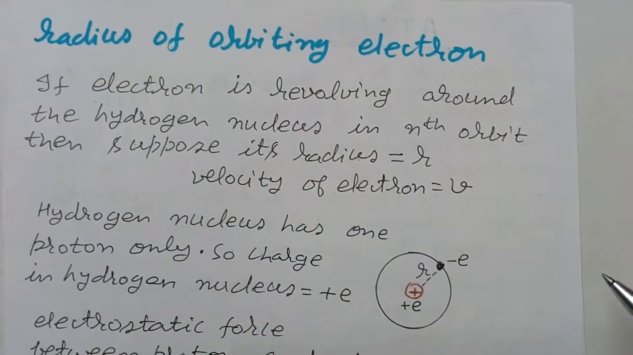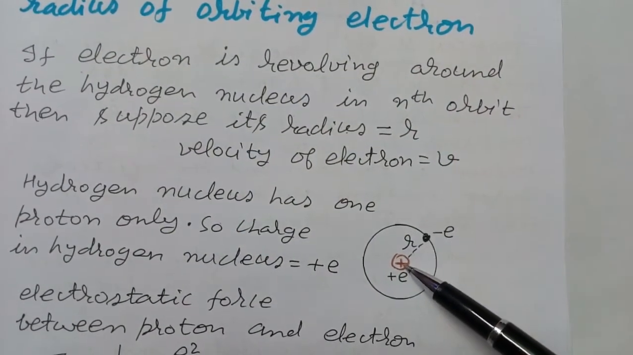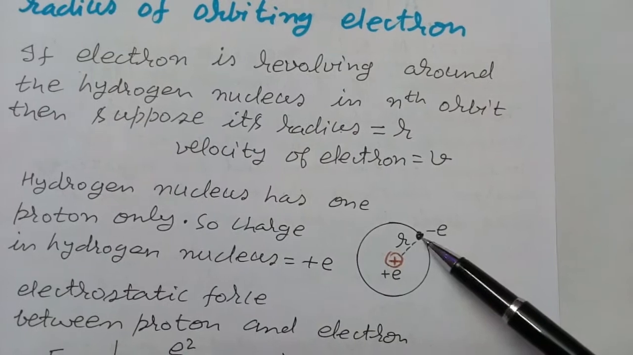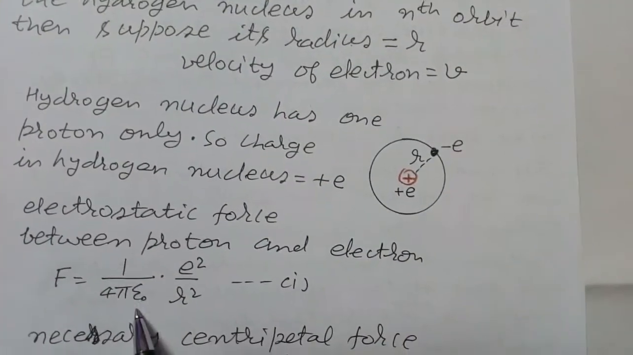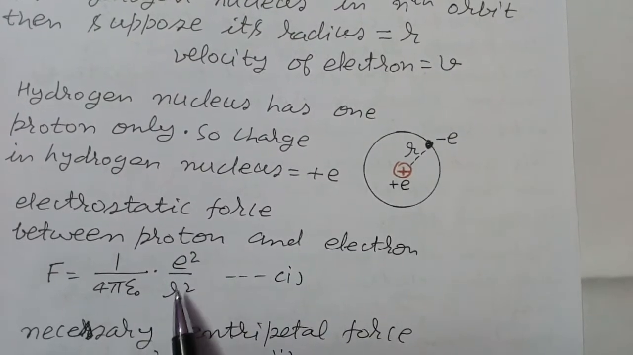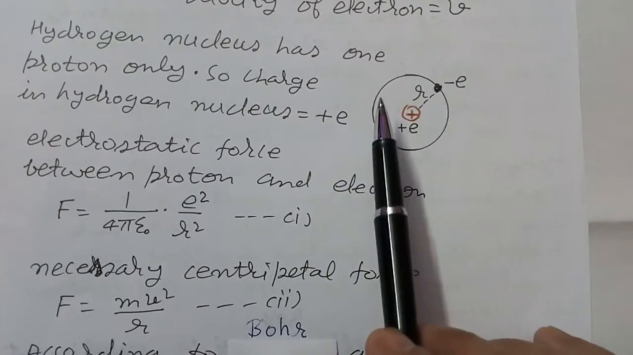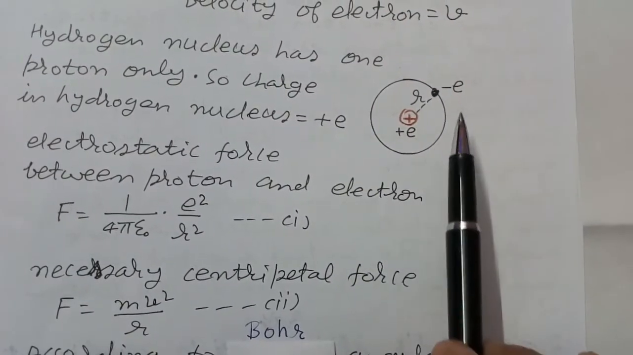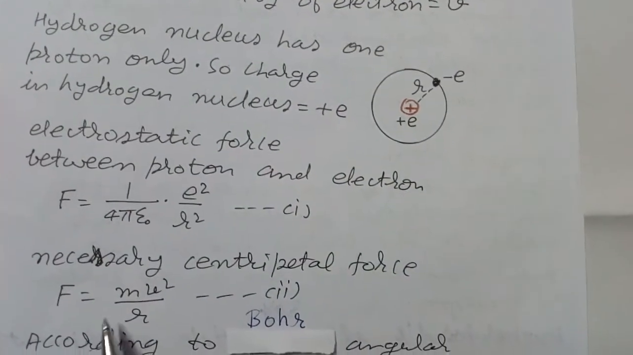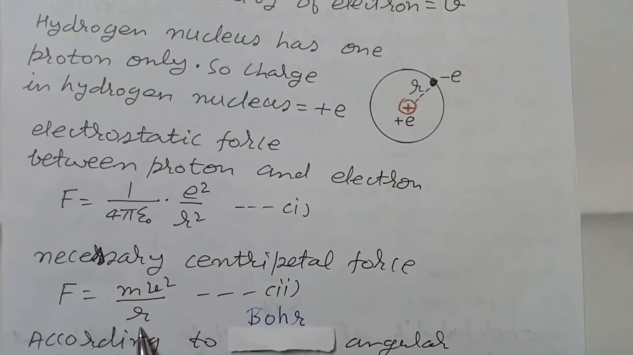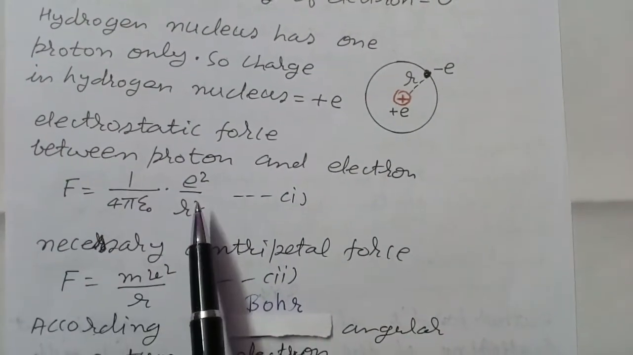Now the electrostatic attractive force between this plus e charge on the nucleus and minus e charge on the electron is equal to 1 upon 4 pi epsilon naught into e square upon r square. Now when a particle of mass m is revolving in a circular orbit of radius r, then the necessary centripetal force F is equal to mv square upon r. This force is provided by this electrostatic force.